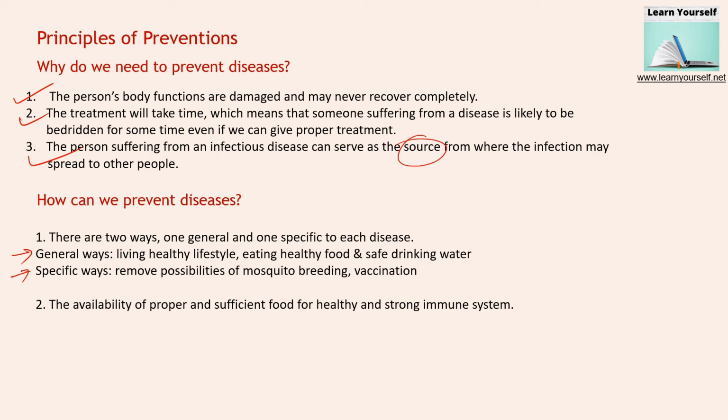Second is the availability of proper and sufficient food for a healthy and strong immune system. This point is very important when we are talking about infectious disease or any hereditary disease. A healthy and disciplined lifestyle will give you a strong immune system, and this strong immune system keeps you healthy from any minor diseases. So these are some of the preventive measures by which we can prevent diseases.